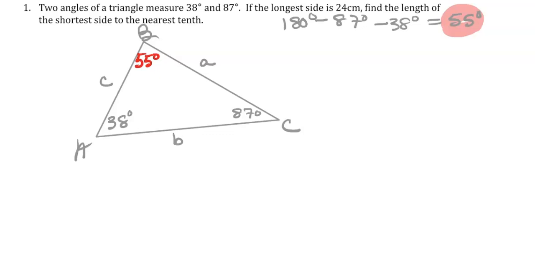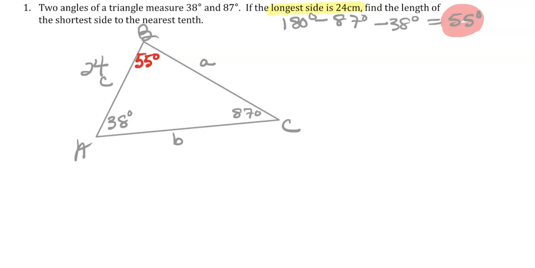It says if the longest side is 24. So they didn't say that A, B, or C is 24. They said the longest side. The longest side is always opposite the biggest angle. The biggest angle is 87, so therefore the longest side is little side C. So they gave us that information, but we had to kind of work it out. So this C side is 24. Okay? That's going to allow us to start thinking about solving this.